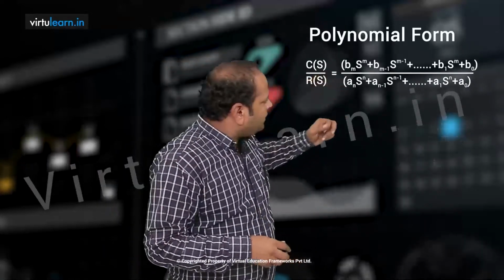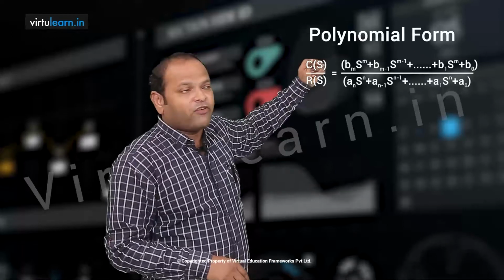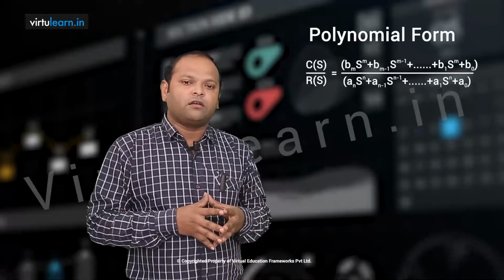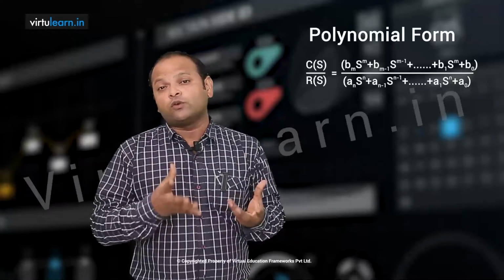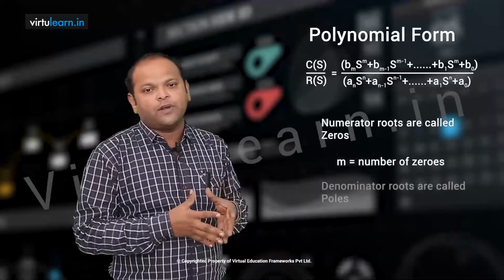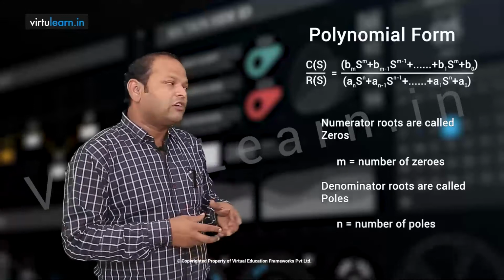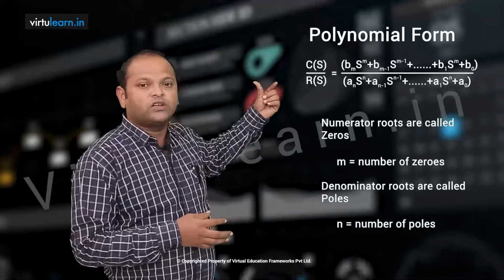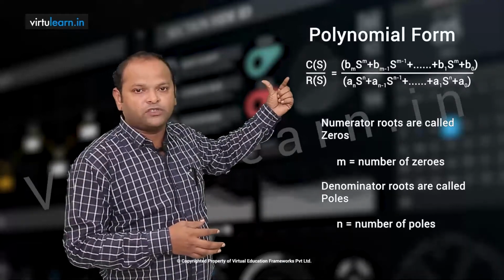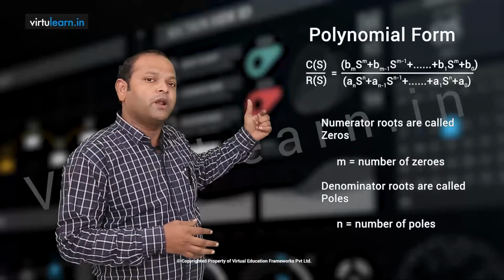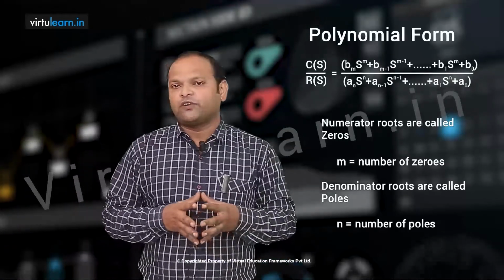Now if you look here, we have s^m in the numerator. That means that many roots you will get when you equate it to 0. And we know that the numerator roots are called zeros and denominator roots are called poles. Then what will be the order of zeros? The order of zeros is m. So s^m means there are m number of zeros. Similarly in the denominator I have n, meaning there are n number of poles in the particular transfer function.